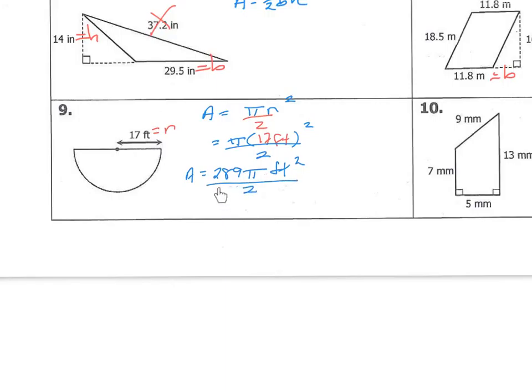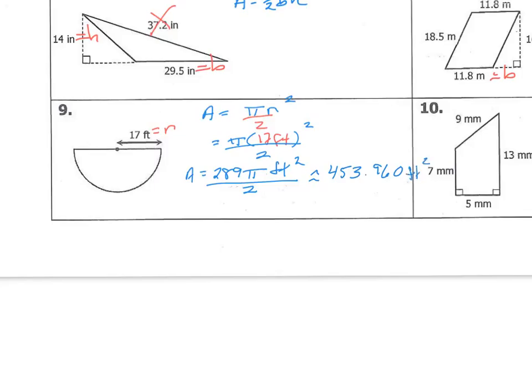I personally would leave this as my exact answer because 289 is not divisible by 2. Don't give me the decimal. If it were divisible by 2, you would take this number and divide it by 2. But it's not, so we're going to leave it. That's our exact answer. Our estimated answer, we're going to take 289 times pi and then divide by 2. Now if I were to round to the nearest tenth, let me give you the long decimal on this one. It's 453.960. And then it's feet squared.